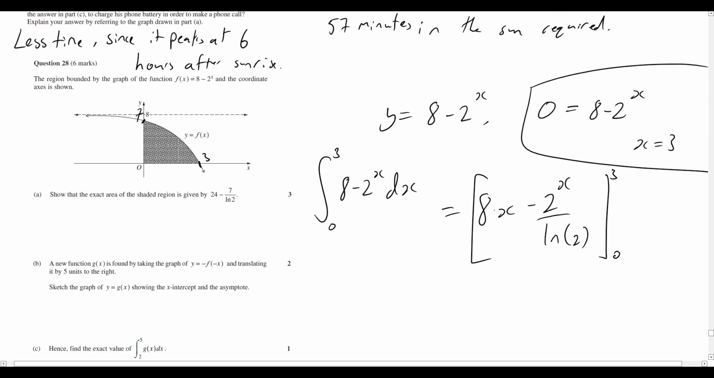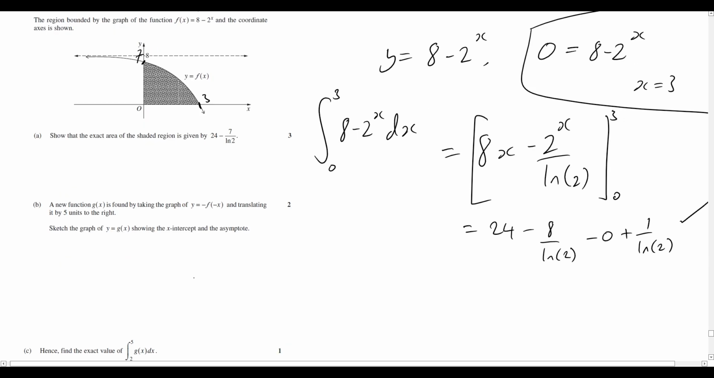Okay, so first substituting a 3 in there, we'll get 8 times 3 equals 24. Then minus 2 to the power of 3 is going to be 8 over the natural log of 2. Okay, and now putting in our zeros, so then it would become minus 0 plus 2 to the power of 0, which is 1, and now over the natural log of 2. Okay, so collecting like terms, we get an exact area of 24 minus 7 over the natural log of 2. And there we are. So that's done.